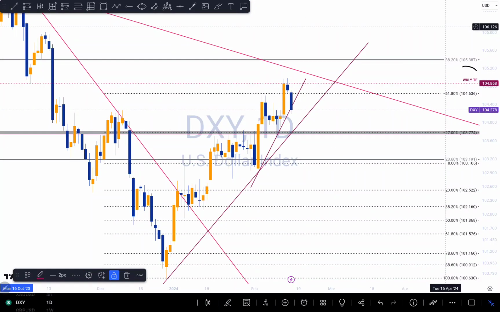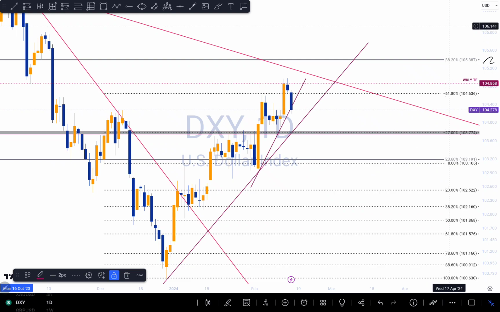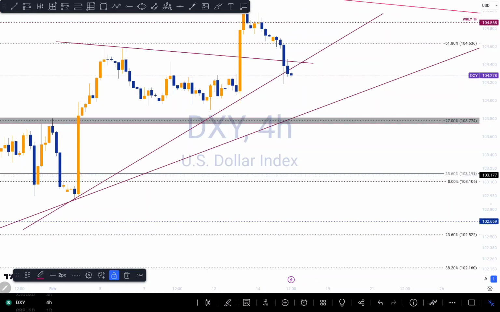So we can see that we currently hit my weekly time frame imbalance, right? And we also hit my negative 61.8% fib level. So that was why I predicted a down move on the XY just because of where we were. If you've been watching my analysis, you know my negative 61.8% fib level is a reversal zone for me. And as soon as we got there, we can see that we actually pushed up a little bit more to touch our weekly time frame as well. So let me go to my 4-hour time frame and see.